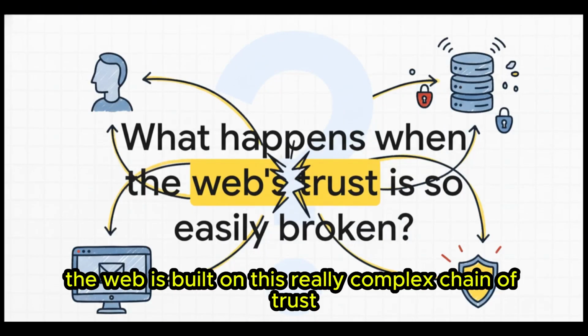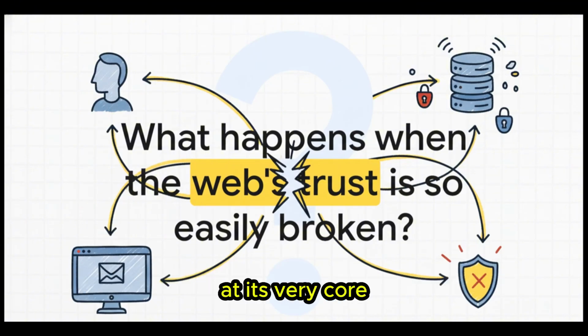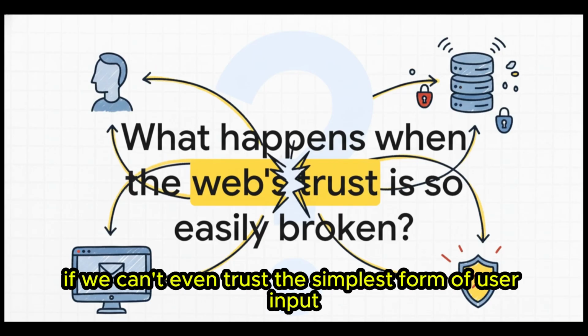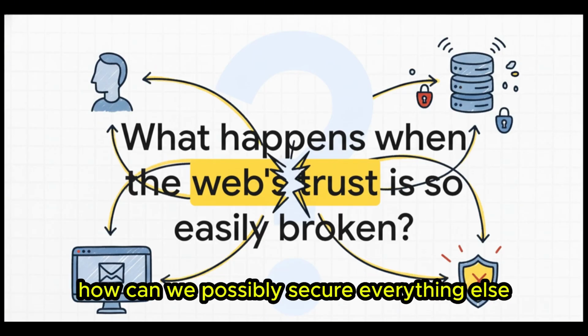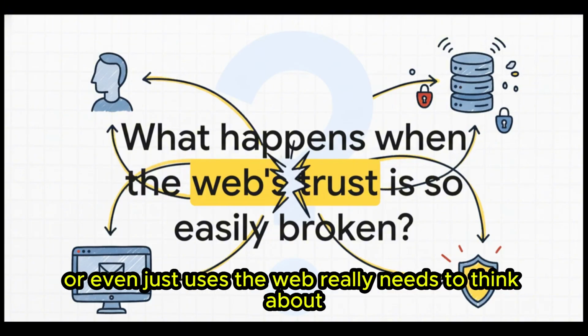You know, the web is built on this really complex chain of trust. But what injection attacks show us is just how fragile that trust can be at its very core. If we can't even trust the simplest form of user input, how can we possibly secure everything else? That's a question that everyone who builds or even just uses the web really needs to think about.